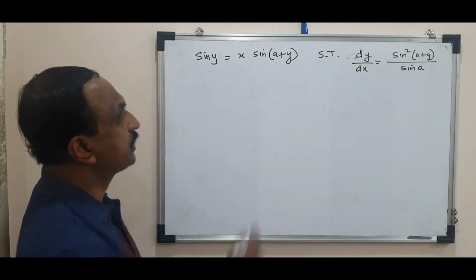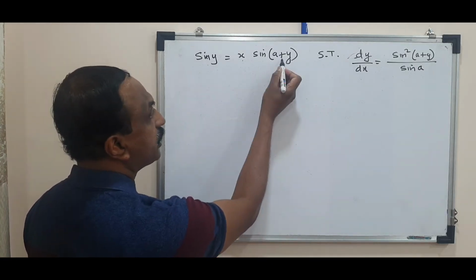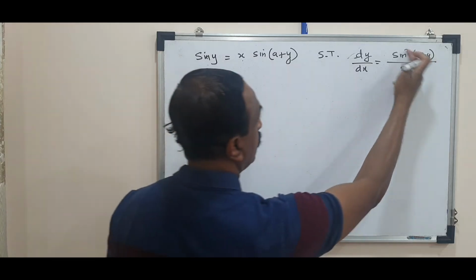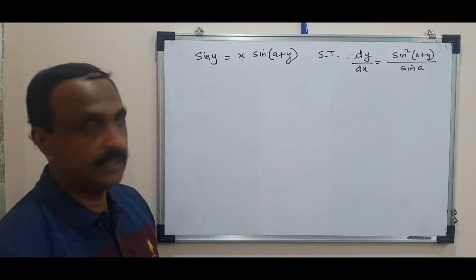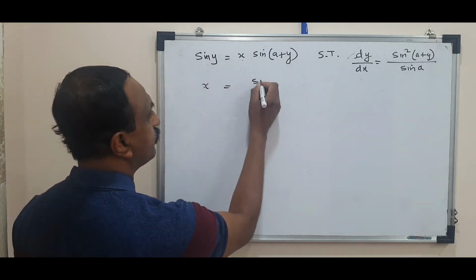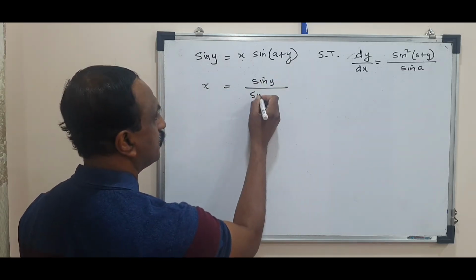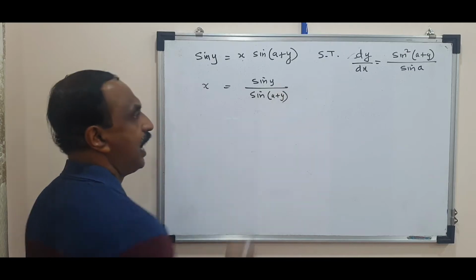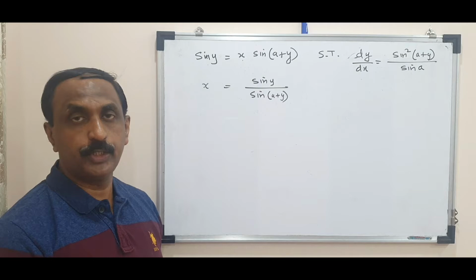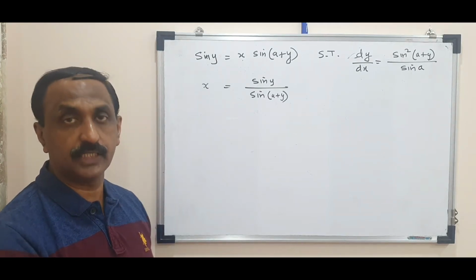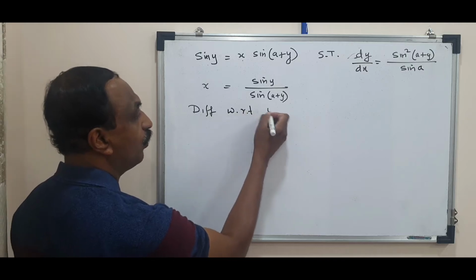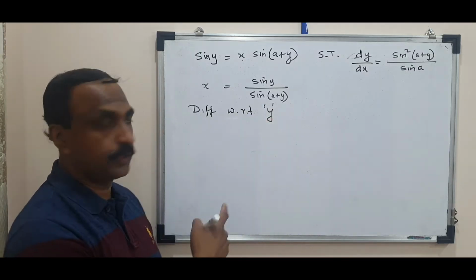What you notice in this is sine y is equal to x into sine of a plus y. How many terms are there? Sine y is there, sine of a plus y is there, x is there. Which term is missing here? The term that is missing is x. So I will make x the subject. And because every term here is in y, it is convenient for me to differentiate with respect to y and then take the reciprocal. So I differentiate with respect to y, not with respect to x.